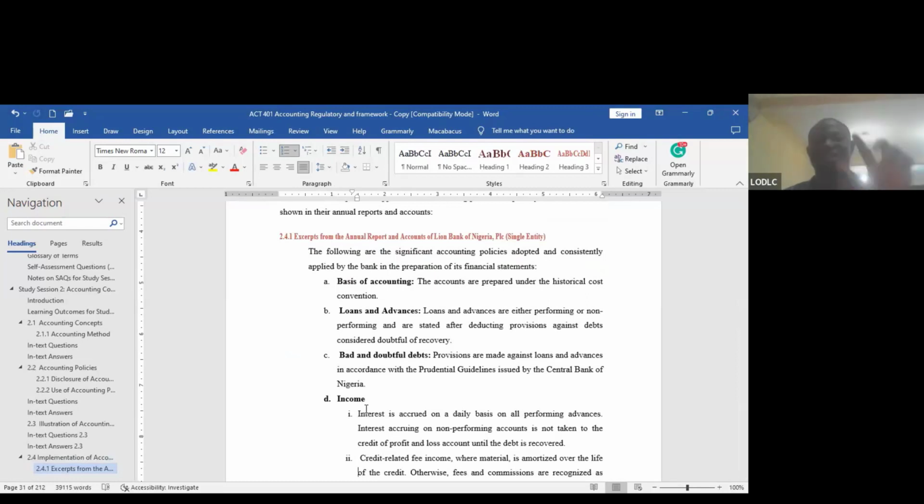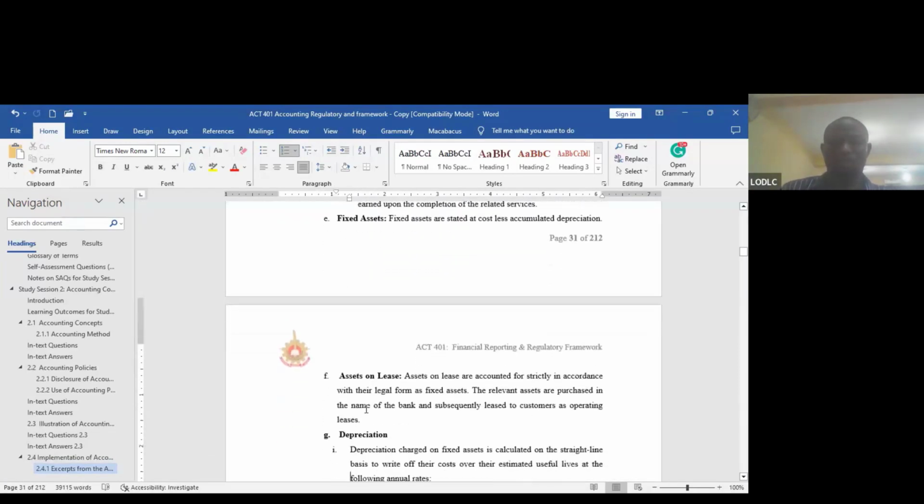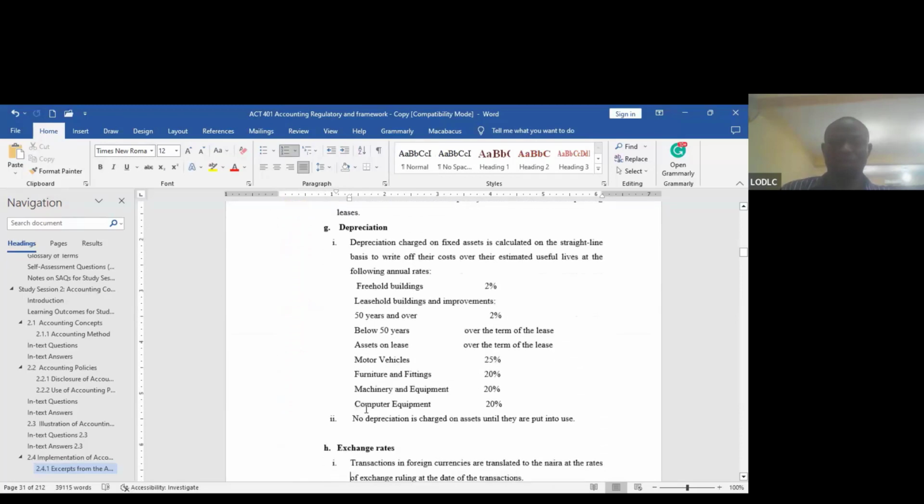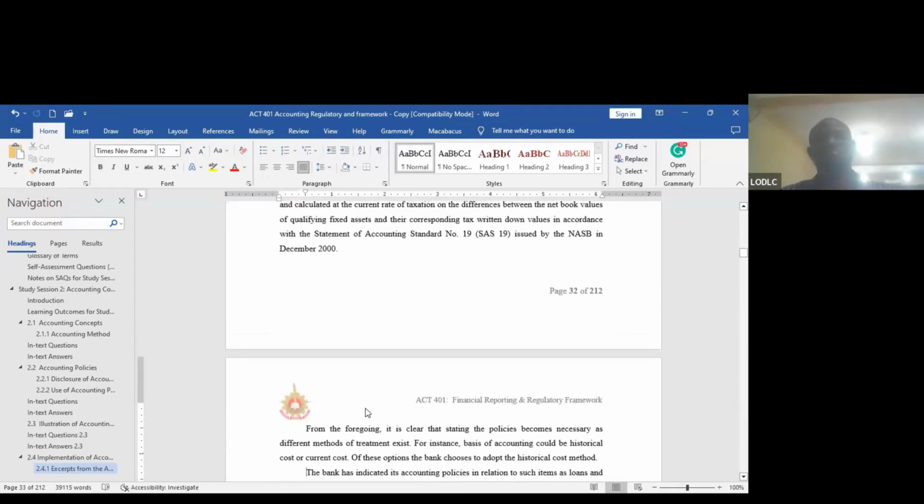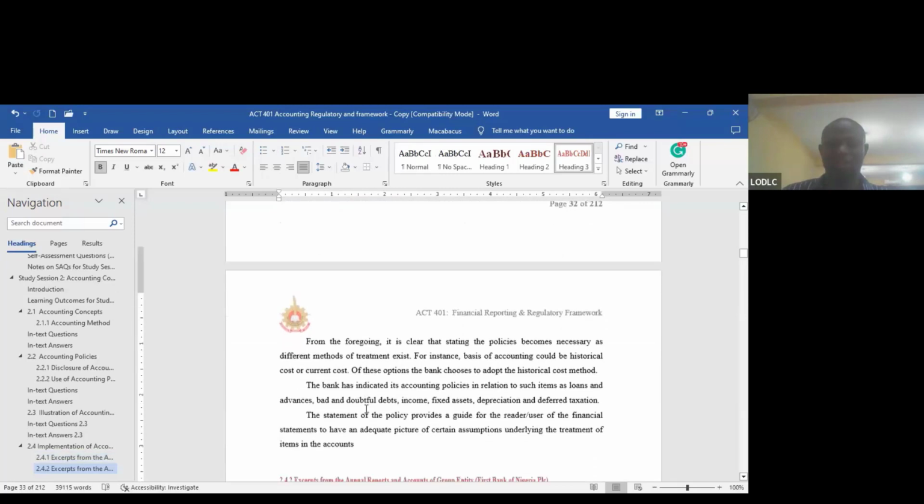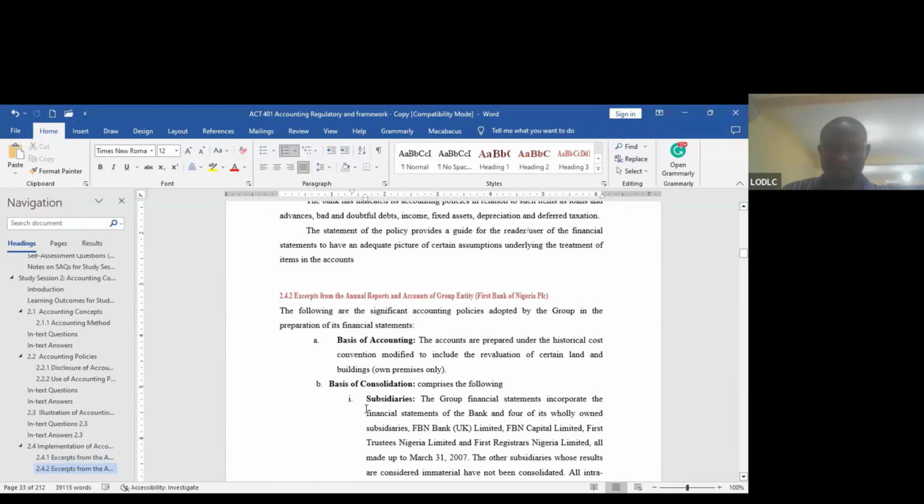They are using a particular single entity bank. So these are the significant accounting policies that should be adopted by this particular bank. You can see that's a policy. So this is just like preparing a mini statement that will address an accounting policy. Do you understand?